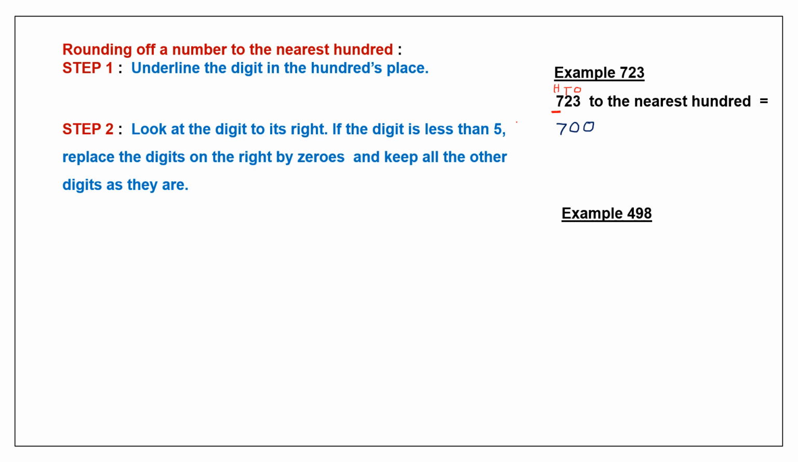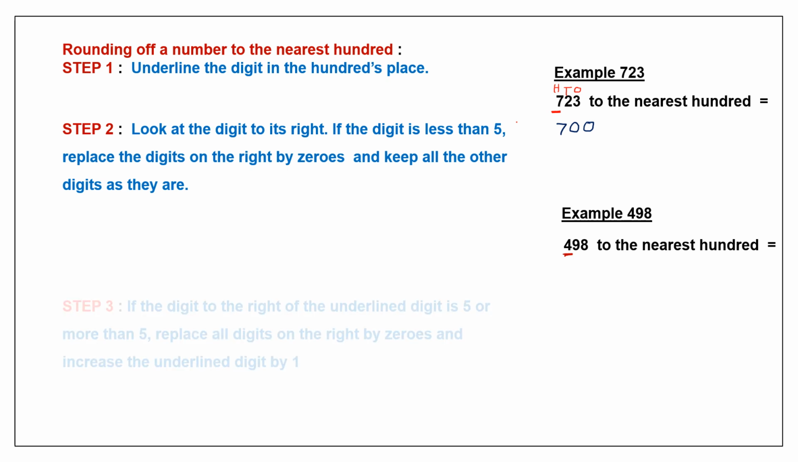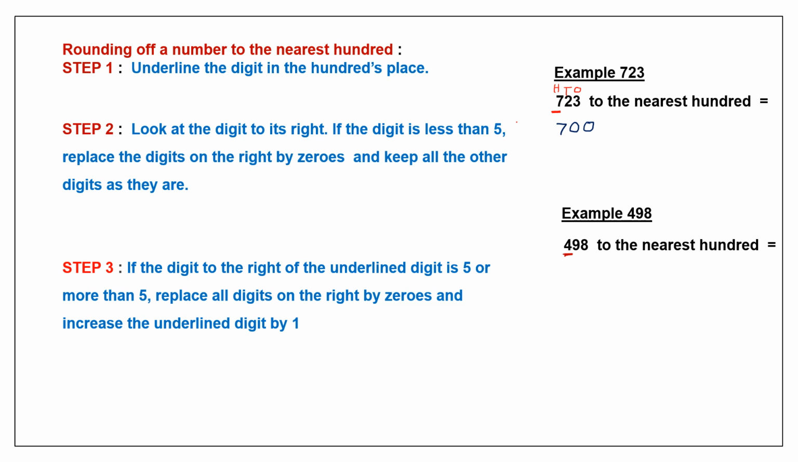Now let's take another example. So here what do we have? We have 498 and we are going to round it off to the nearest 100. So first step is this, underline the digit in the hundreds place. So let's do that. So we have underlined 4 because 4 is in the hundreds place. Now we have to look at the digit to its right. So here, if the digit to the right of the underlined digit is 5 or more than 5. So let's look at that. It's 9. It's more than 5.